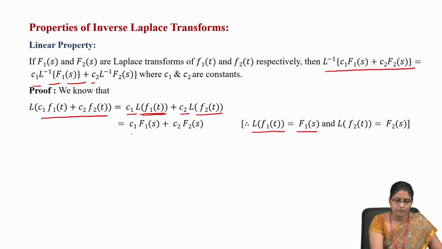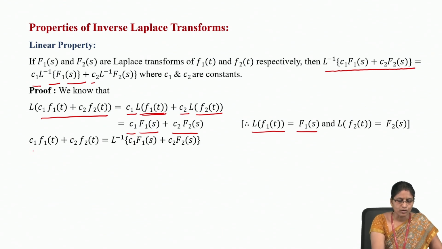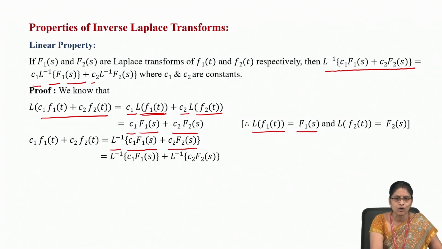Substitute in place of L of f1 of t, C1 f1 of s plus C2 f2 of s. Therefore, C1 f1 of t plus C2 f2 of t is equal to inverse Laplace transform of C1 f1 of s plus C2 f2 of s, which is equal to inverse Laplace transform of C1 f1 of s plus inverse Laplace transform of C2 f2 of s. C1 and C2 are the constants.